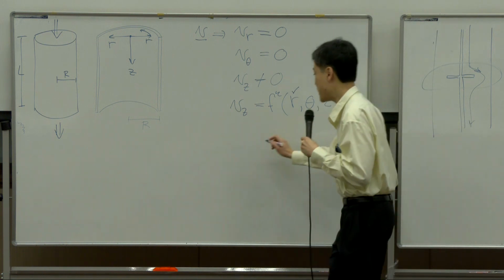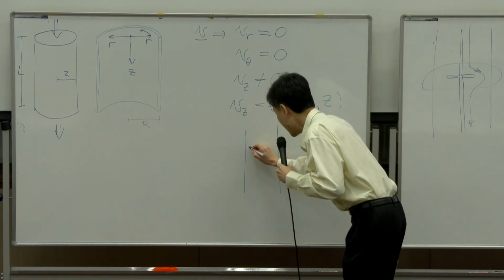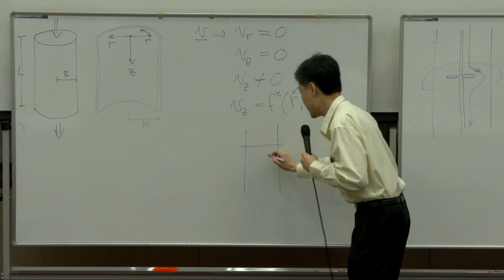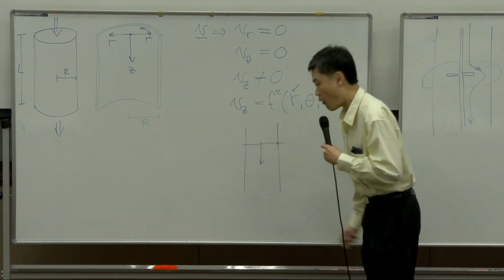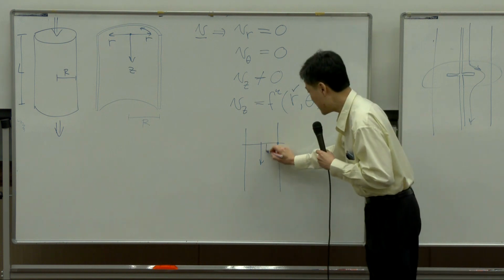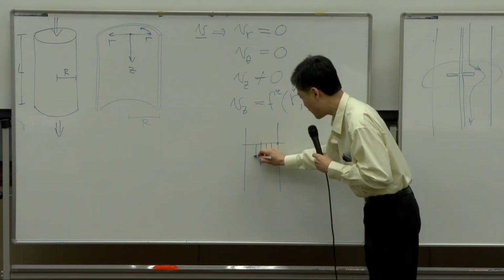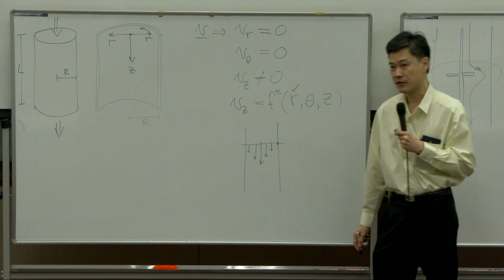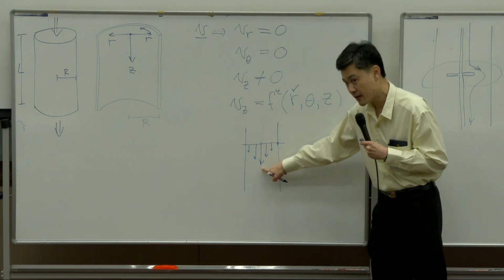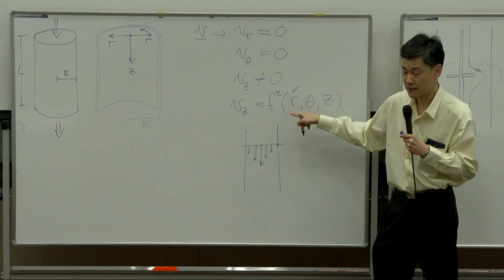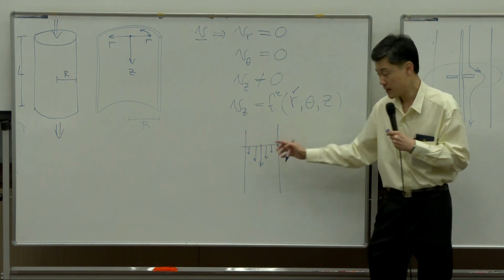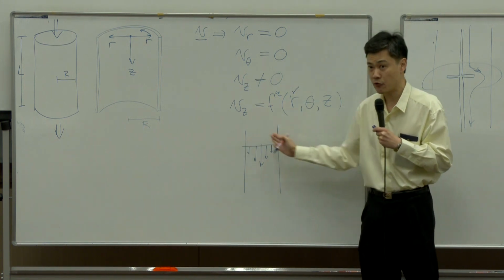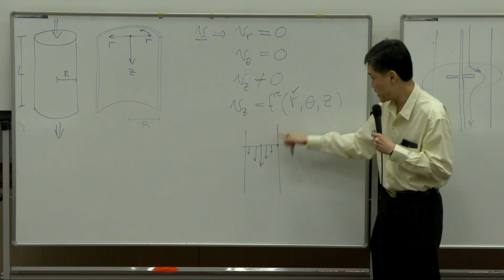Okay? So in this picture, if you go in the r direction, velocity at the center is high. The velocity at the wall is 0. Right in between, there's supposed to be some kind of gradient of velocity. This is vz as a function of r. Can you see? Velocity is going down. This is vz. But the magnitude is changing with respect to r. So vz is a function of r.